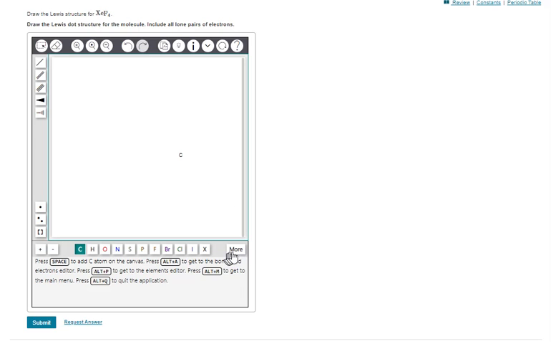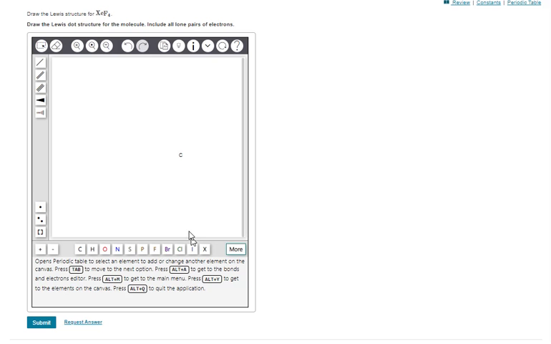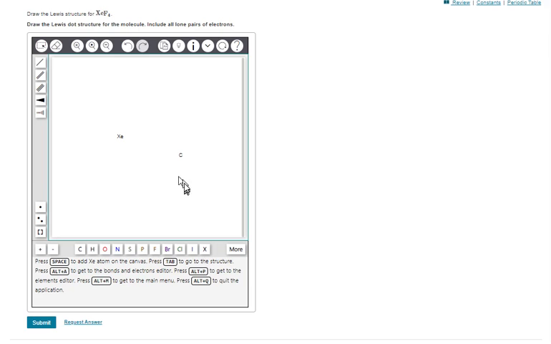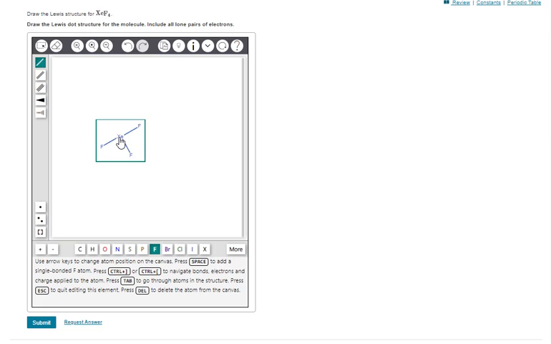Let's go to more so we can find the symbol for xenon. There it is. Let's close it and let's put that in the middle. I don't know how I clicked carbon, but let's get rid of that. And then we're going to have 4 single bonded fluorines. It says to include all lone pairs of electrons, by the way. So let's do 4 single bonded fluorines. 1, 2, 3, 4. This may be kind of quick.